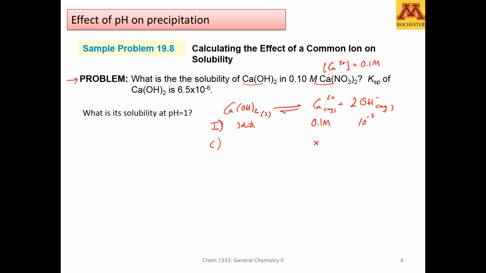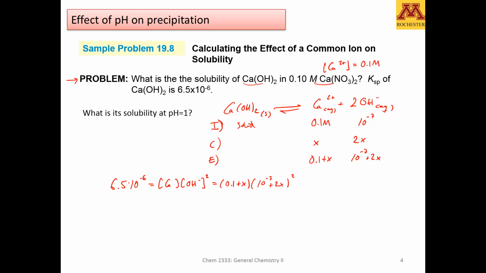Now let's see, when some solid dissolves, how much is that going to be? Well, it's going to be x here and 2x here, x being for each of the moles of the solid that dissolve, there'll be the same mole of calcium and twice as many moles of hydroxide. That means at the end what you have is 0.1 plus x and 10 to the negative 7 plus 2x. This means my Ksp, which is 6.5 times 10 to the negative 6, equals the concentration of calcium, 0.1 plus x, times the concentration of hydroxide squared.